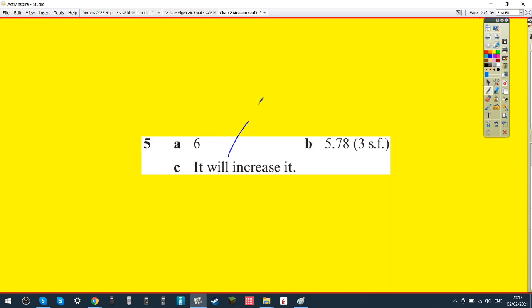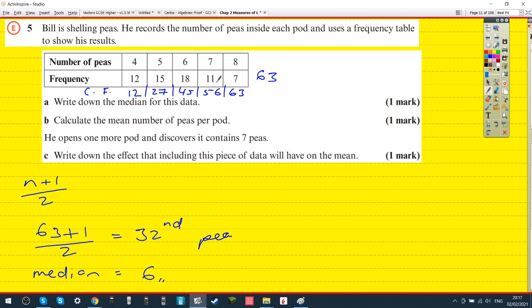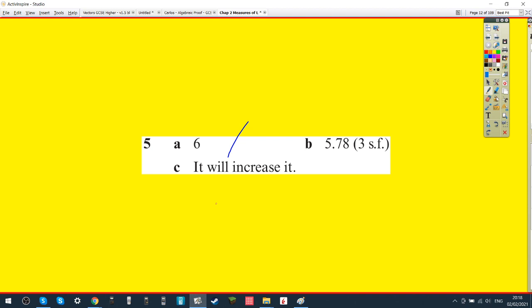6. Yeah. So I'll just show you part B. The mean was 5.78. What will happen to the mean if he opens another pod and it has 7 peas and he adds it into the data? The median would change. The mean would go up. Okay. Median might change as well, but this was asking about the mean. Mean will go up a bit because it's higher than the mean. Yeah, it'll increase it.